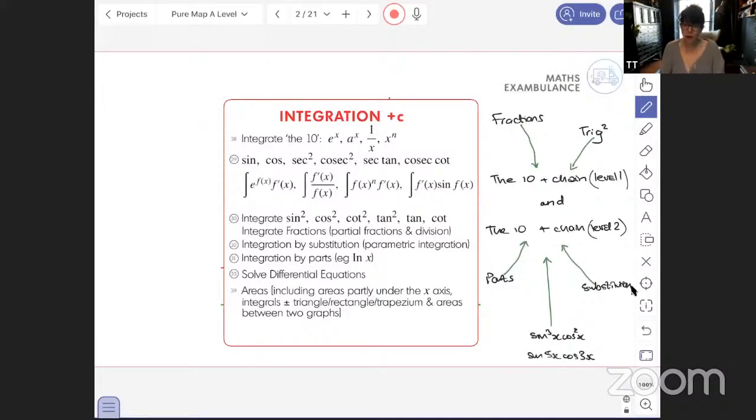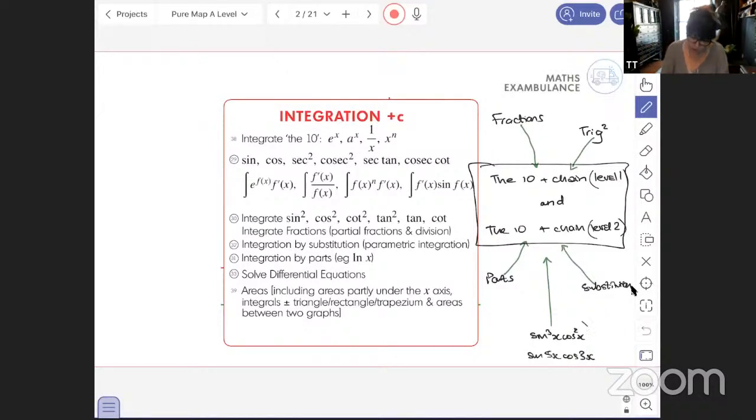So we need to learn, first of all, the 10. What is the point in learning integration by parts if you can't integrate the thing you create by doing integration by parts? What's the point in doing substitution if you can't then integrate the thing that you get by doing substitution? What's the point in me showing you all the fractions and trig stuff if you then can't recognize that the thing you've got is one of the things that you can integrate? So the 10 are the most important, and everything else just gets us back to those 10.